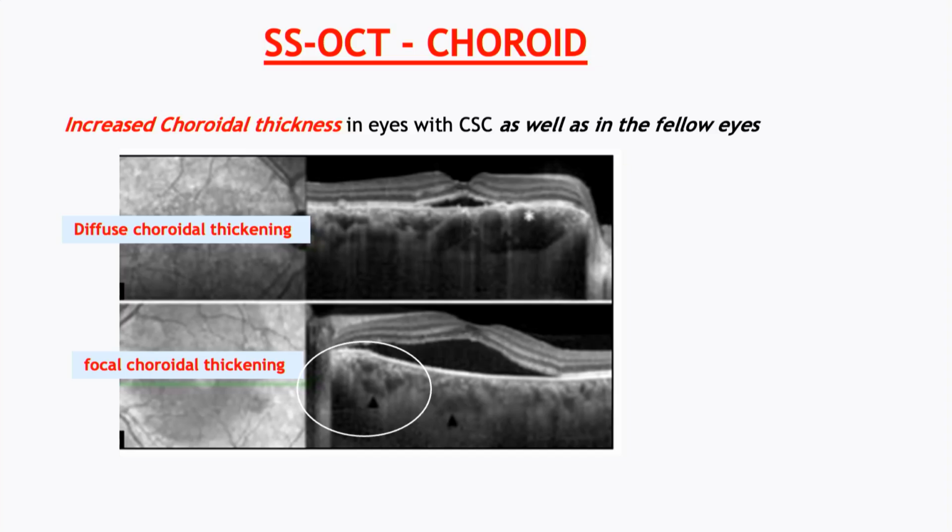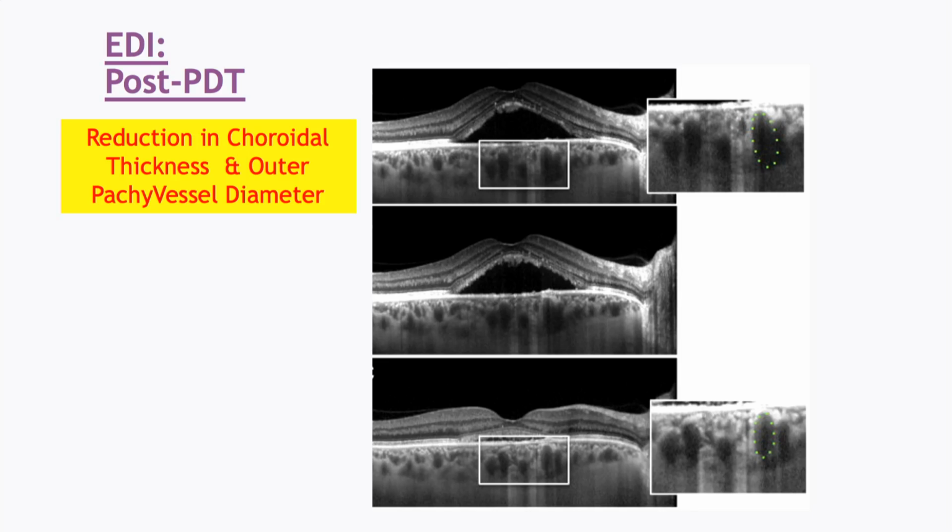So coming to the choroidal biomarkers, you have either a diffuse choroidal thickening or a focal choroidal thickening. It may just be a focal choroidal thickening, and this thickening can be reversed with photodynamic therapy, with the pachyvessel diameter reducing post PDT at 3 months.